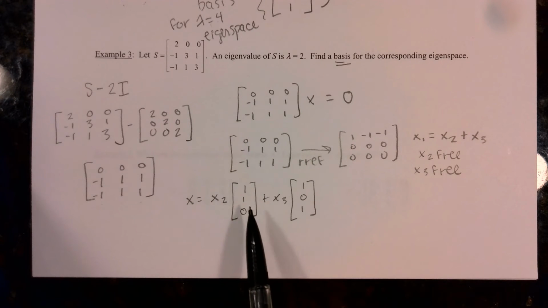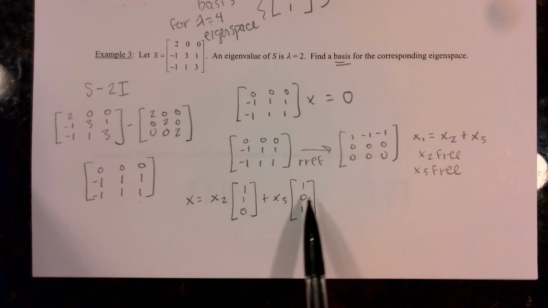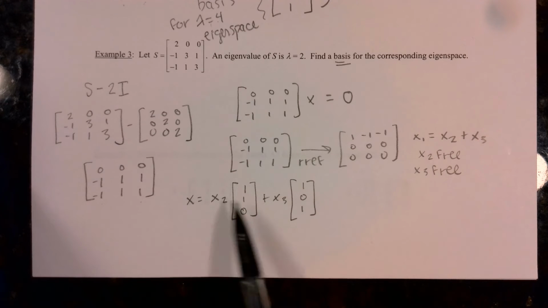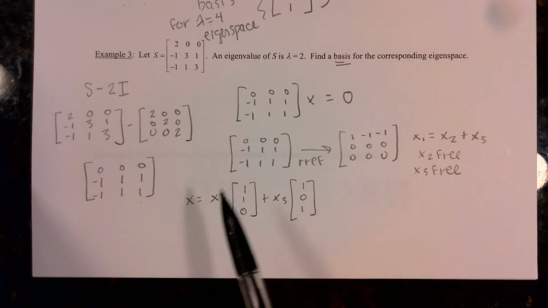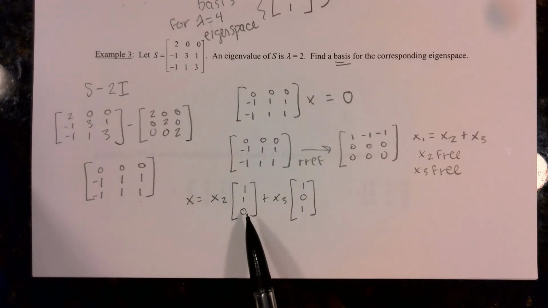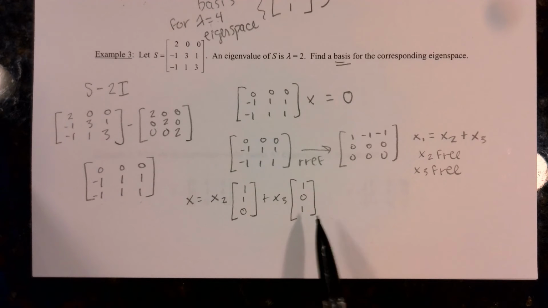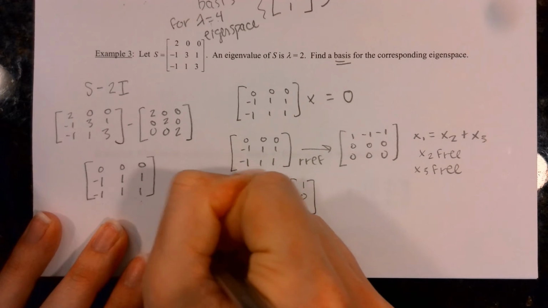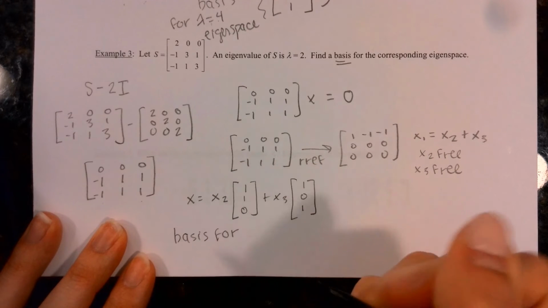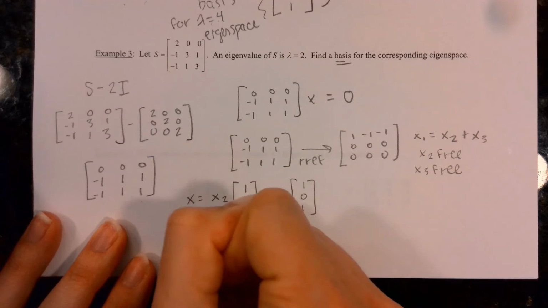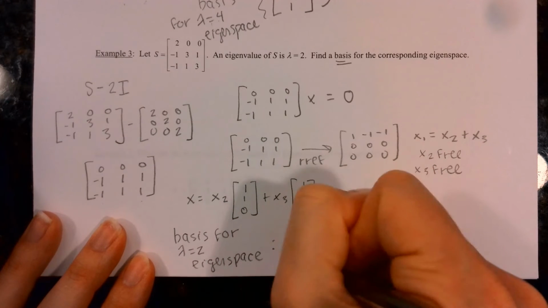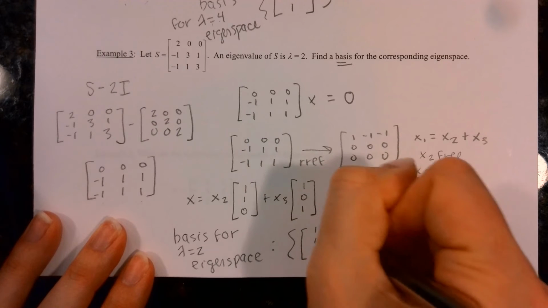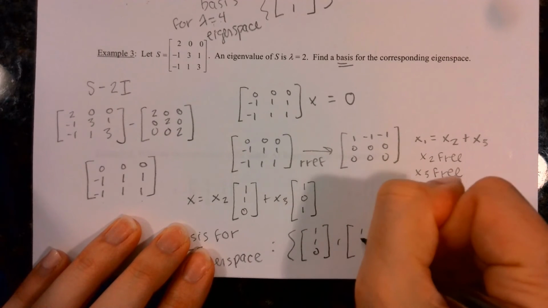For example, a linear combination of this vector and this vector is me putting a 1 here and a 0 here, so just this. If I want to test this out, I could take just this vector, multiply it by S, and I should get 2 times this vector. You could do the same thing with the other vector. So if I'm writing a basis for the lambda equals 2 eigenspace, it is the set of vectors 1, 1, 0 and 1, 0, 1.